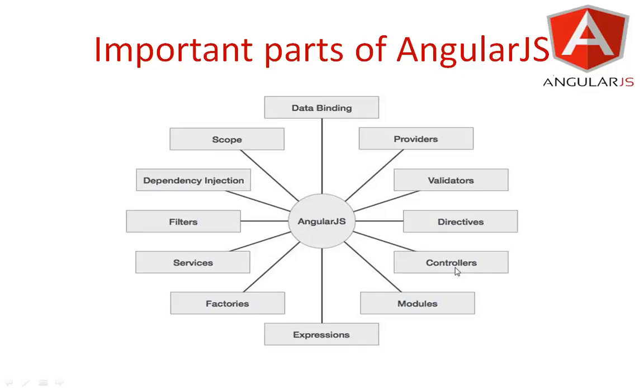Next are controllers. These are JavaScript functions bound to a particular scope. And we have services. AngularJS comes with several built-in services such as $http to make an XMLHttpRequest. These are singleton objects which are instantiated only once in an application. We have filters. These select a subset of items from an array and return a new array.